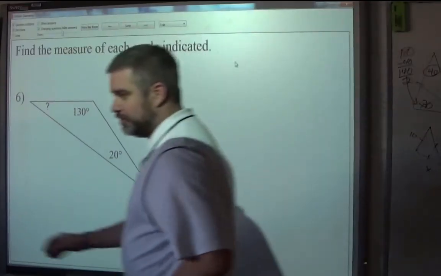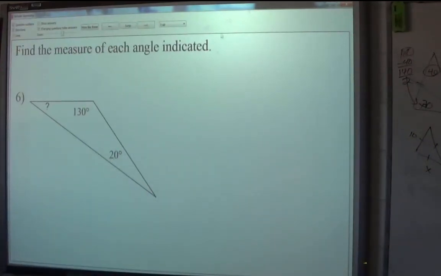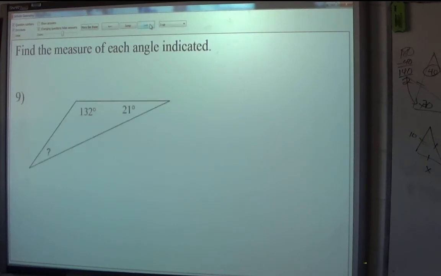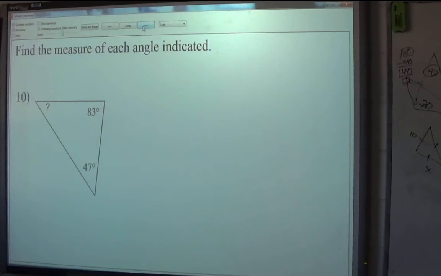All right, so here we're doing some more practice on these first three learning targets. What's the answer here? 50. How about here? 35. I agree. Mental math. How about here? 27. Very good. How about here? 50. Taking 180 and subtracting, we get 50.